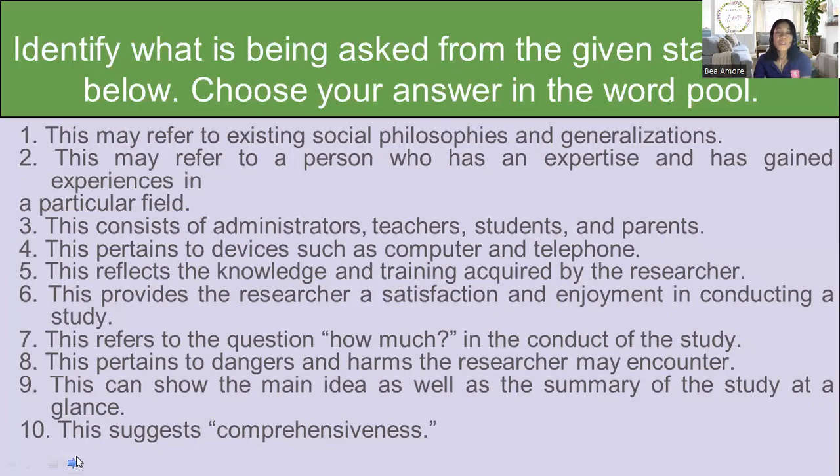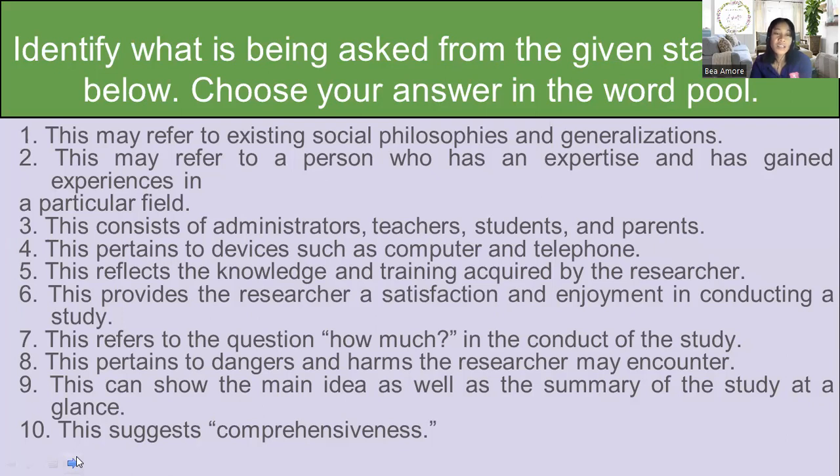Number 1, this may refer to existing social philosophies and generalizations. Number 2, this may refer to a person who has an expertise and has gained experiences in a particular field. Number 3, these consist of administrators, teachers, students, and parents. 4, this pertains to devices such as computer and telephone. 5, these reflect the knowledge and training acquired by the researcher.